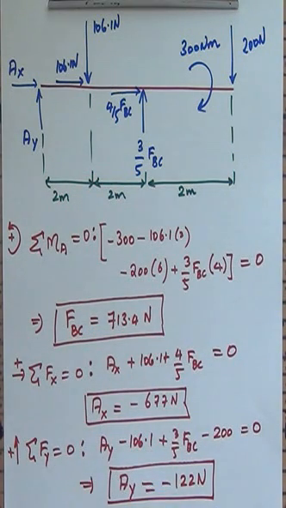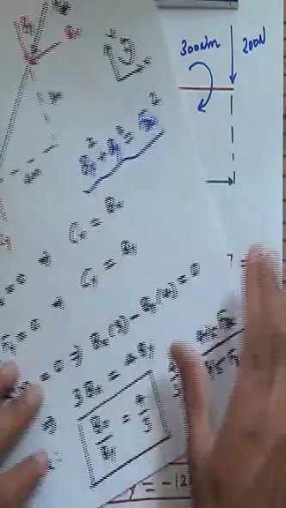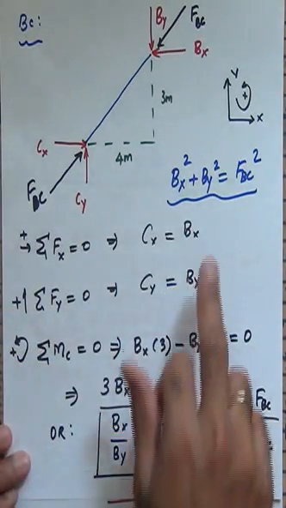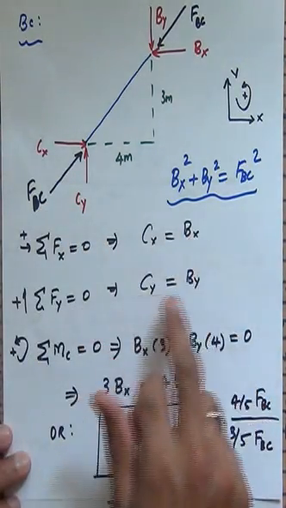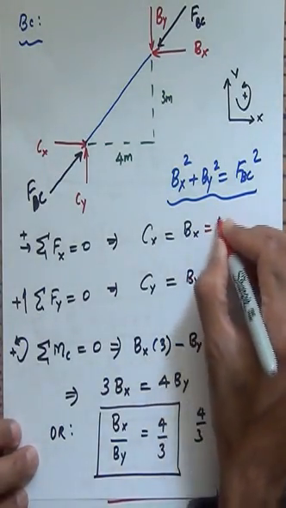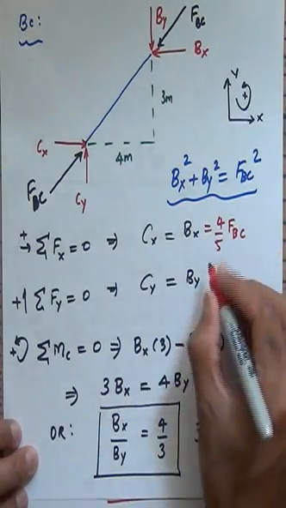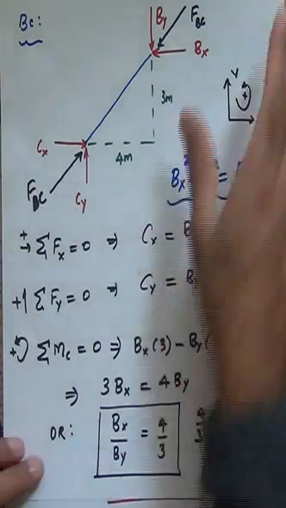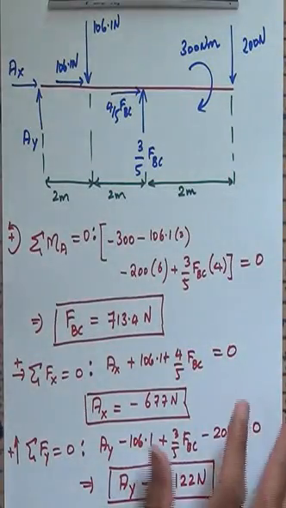Once you find out that FBC is 713.4, then finding CX and CY is fairly straightforward, and we can go back to the figure here for CX and CY. If I look at this force here, you see that CX and CY are nothing but components of the force FBC. CX and BX, and CY and BY are the same, and so I can say that CX is equal to BX is equal to 4 by 5 FBC, and this is 3 by 5 FBC, right? And so essentially I can solve for CX and CY. Here are the final answers.